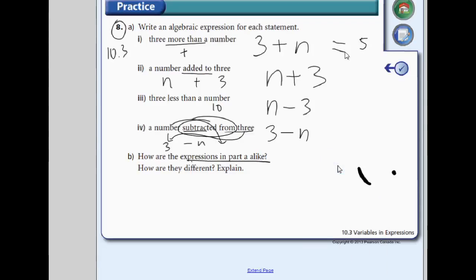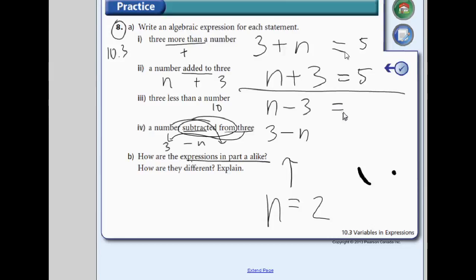And if n is 2, 2 plus 3 also equals 5. Let's try that over here. Let's say n, for the subtraction case, is also 2. So if n is 2 over here, we would have 2 minus 3. 2 minus 3 is negative 1. We haven't covered that yet, but if you're at 2 degrees Celsius and you go down 3 degrees, you're going to end up at negative 1. But if you do 3 minus 2, that gives you positive 1.